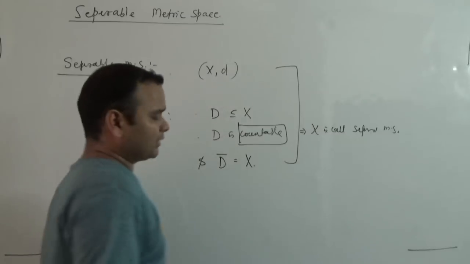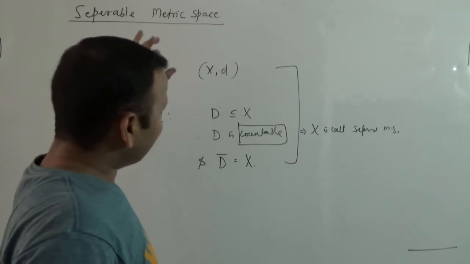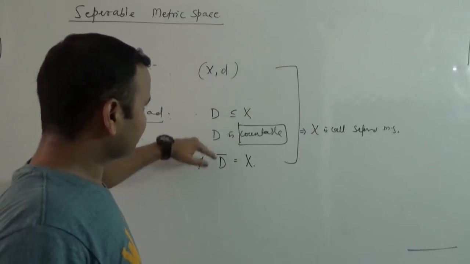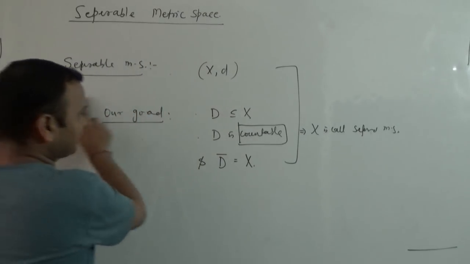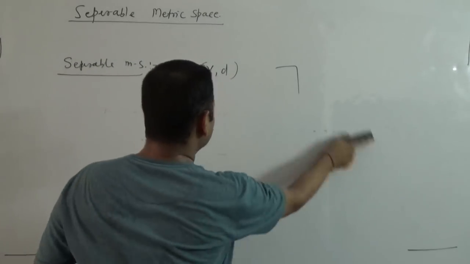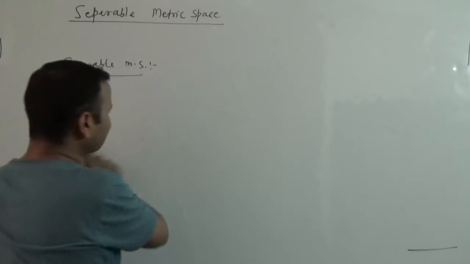Separable metric space. So what do you mean by a separable metric space? A metric space X is separable if it has a countable dense subset. ठीक है? तो मैं इसको मिटाता हूँ. So our goal, what was our goal? Our goal is to find the countable dense subset.